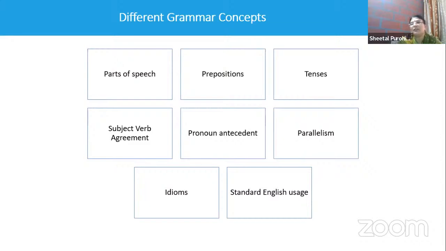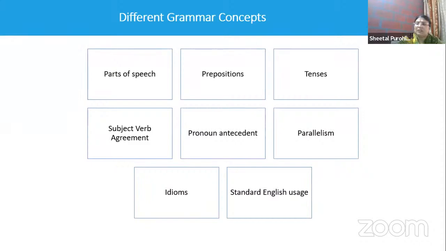Then the next topic of grammar from which questions come is parallelism. Parallelism means if you have any list, all the items in the list must be in the same format. Either all should be in the present tense, past tense, or future tense. Or if it is a list of nouns, then all the items should be in the noun format, or the verb format, or adjective format. You cannot have two items in the noun and one in adjective, or two in the infinitive form and one in the participle form. All the items should be in the same format in a list. That is called parallelism.